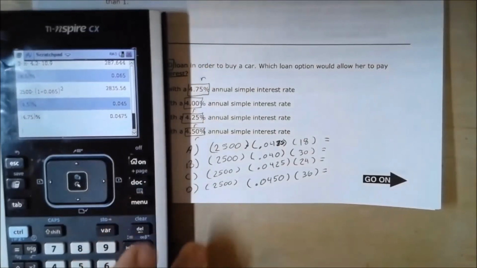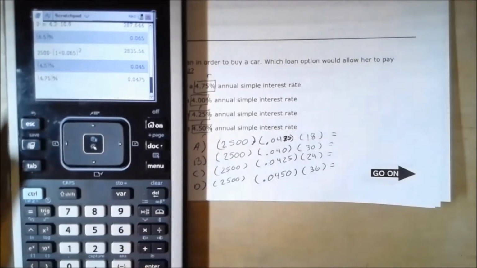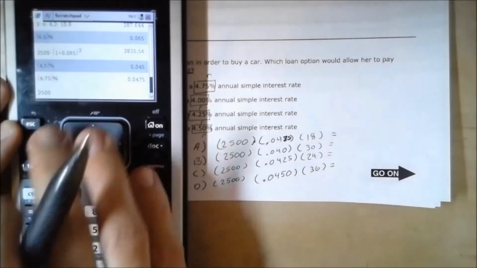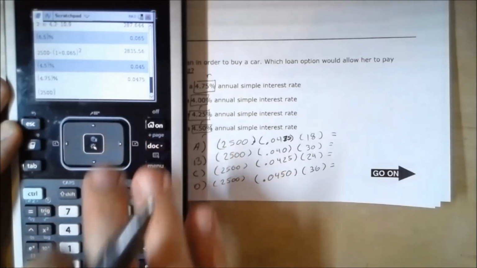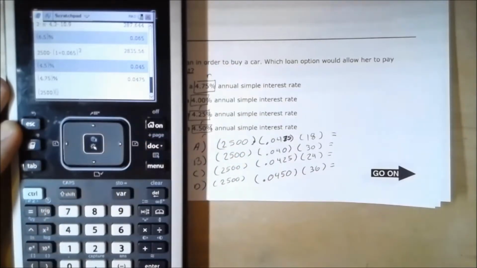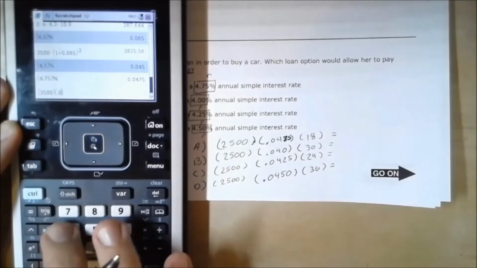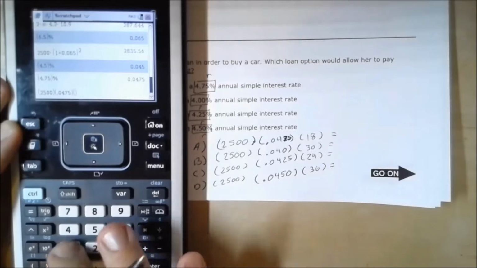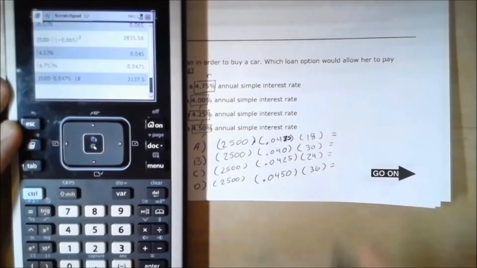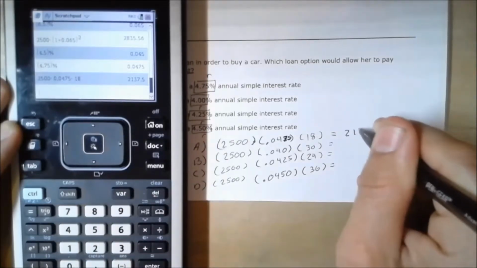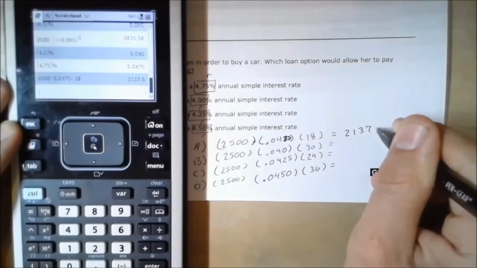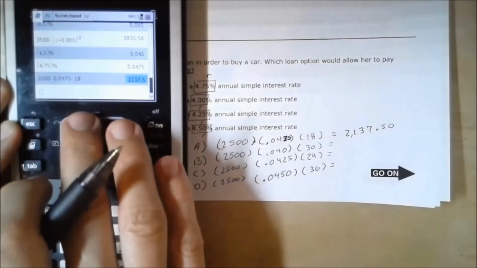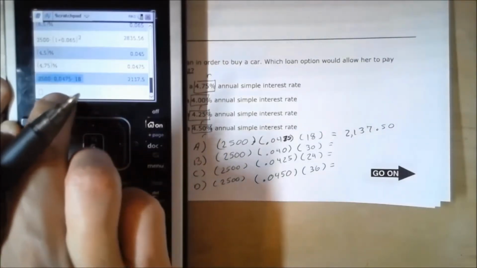So let's go ahead and start doing them. If I put my calculator right here, we have 2,500. And I'm just going to use my parentheses around it. Put another set of parentheses. I'm going to put 0.0475. Another set of parentheses and 18. Hit enter. So the first one is going to cost us $2,137.50.